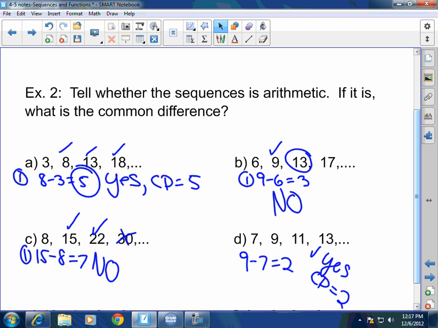No, not unless it asks you. According to this example, it just said tell whether it is arithmetic, and then if it is, tell me the common difference. If I wanted extra terms, I would say find the next 2 terms. Does that make sense, gentlemen?